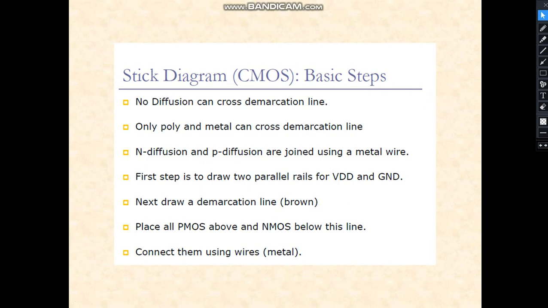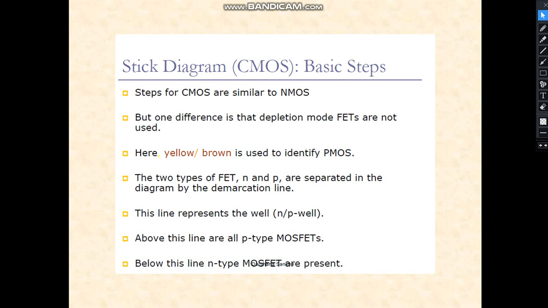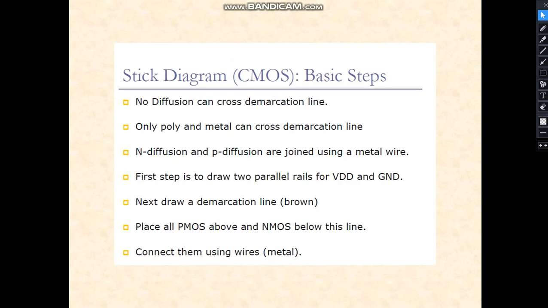The first step is to draw two parallel lines for VDD and ground. Next, draw a demarcation line that is of brown color. Place all PMOS above and NMOS below this line. Connect them using wires. These steps are used for the designing of CMOS based stick diagrams.